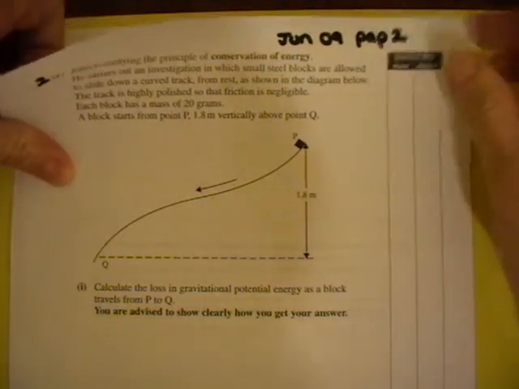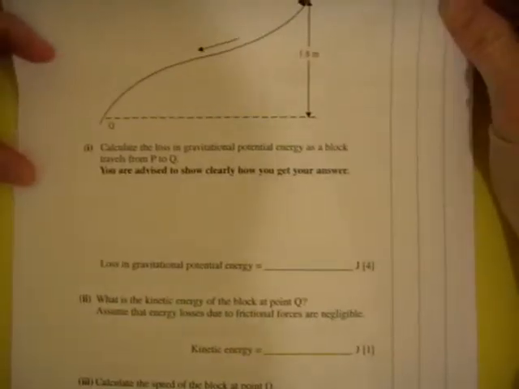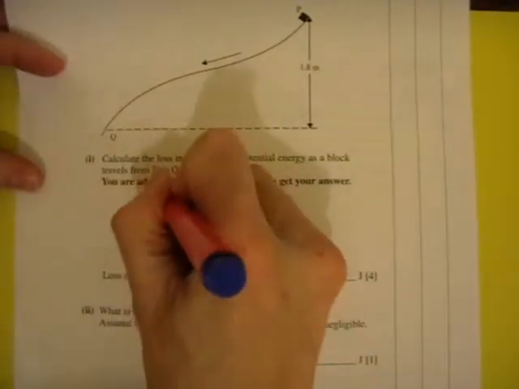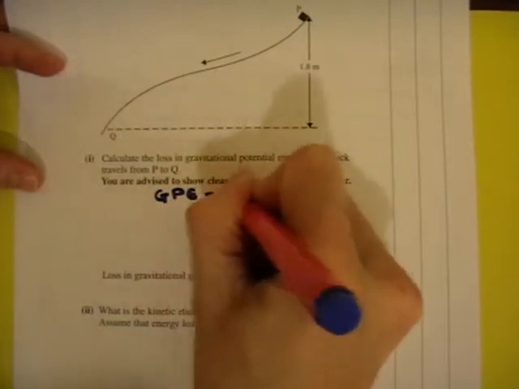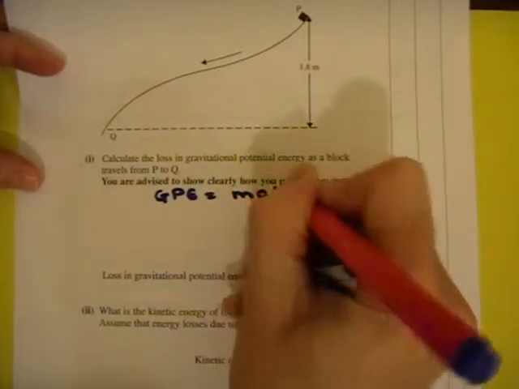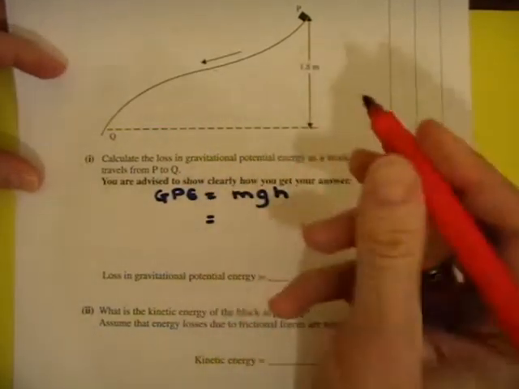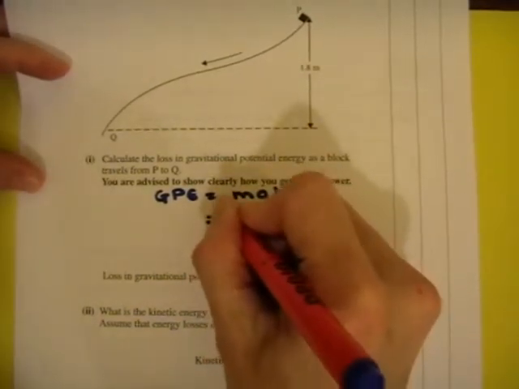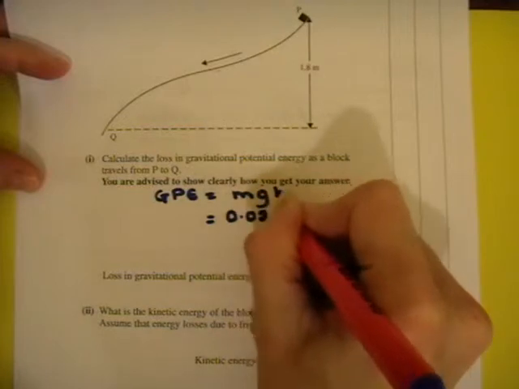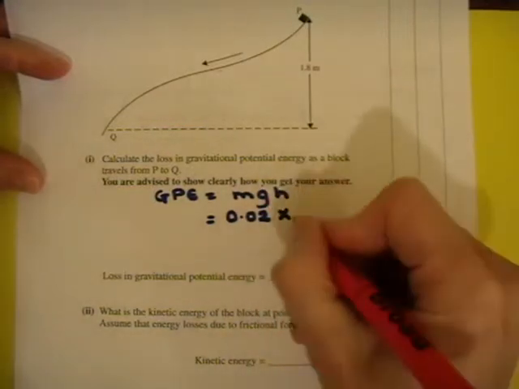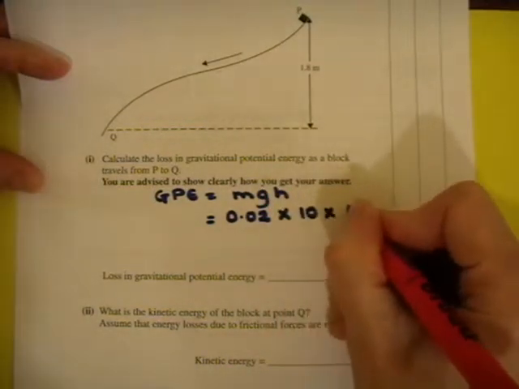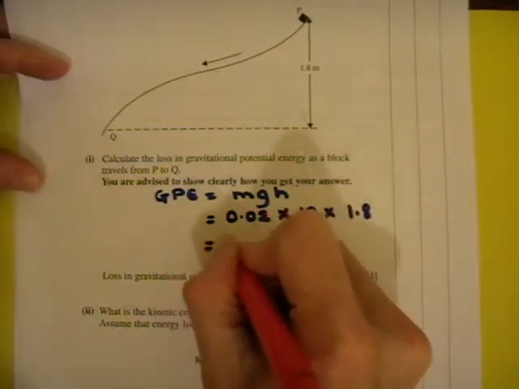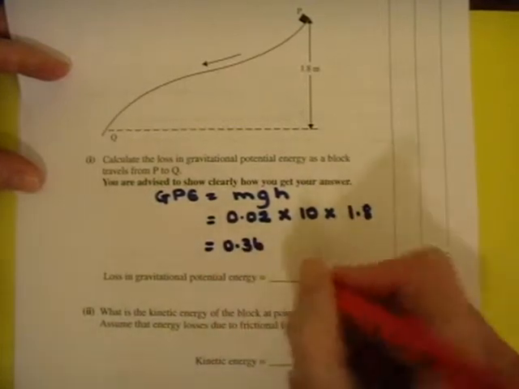Part 1. Calculate the loss in gravitational potential energy as the block travels from P to Q. So you're going to write down your GPE equation equals mgh. And that's going to equal, now we have to change our mass into kilograms, and 20 grams is 0.02 kilograms. g obviously is the value of 10 on the Earth, and the height is 1.8 metres. And when you multiply those out, you get 0.36 joules.